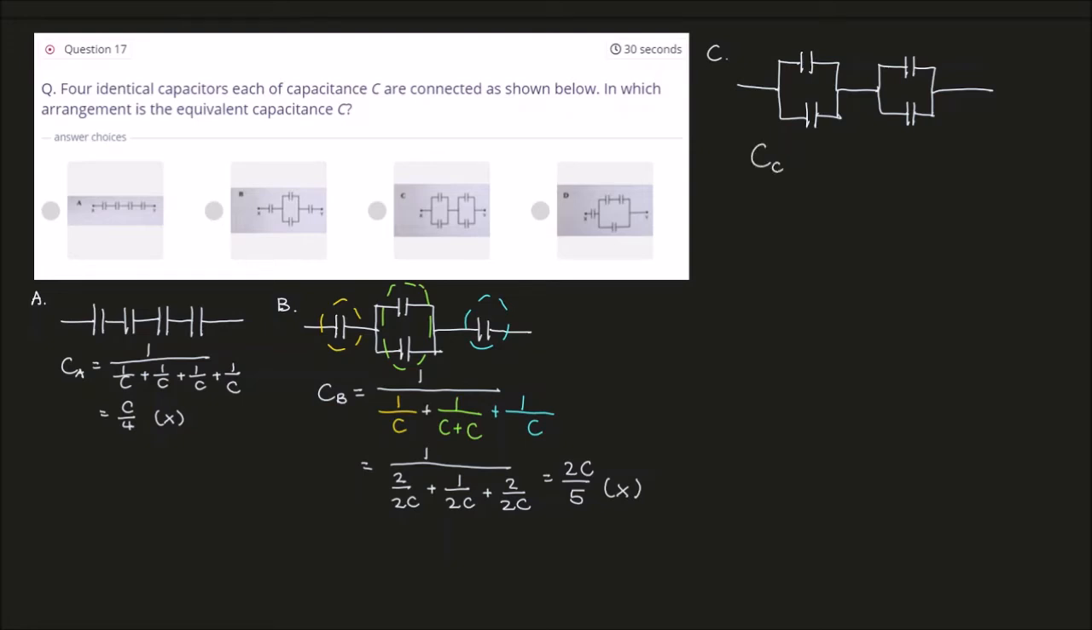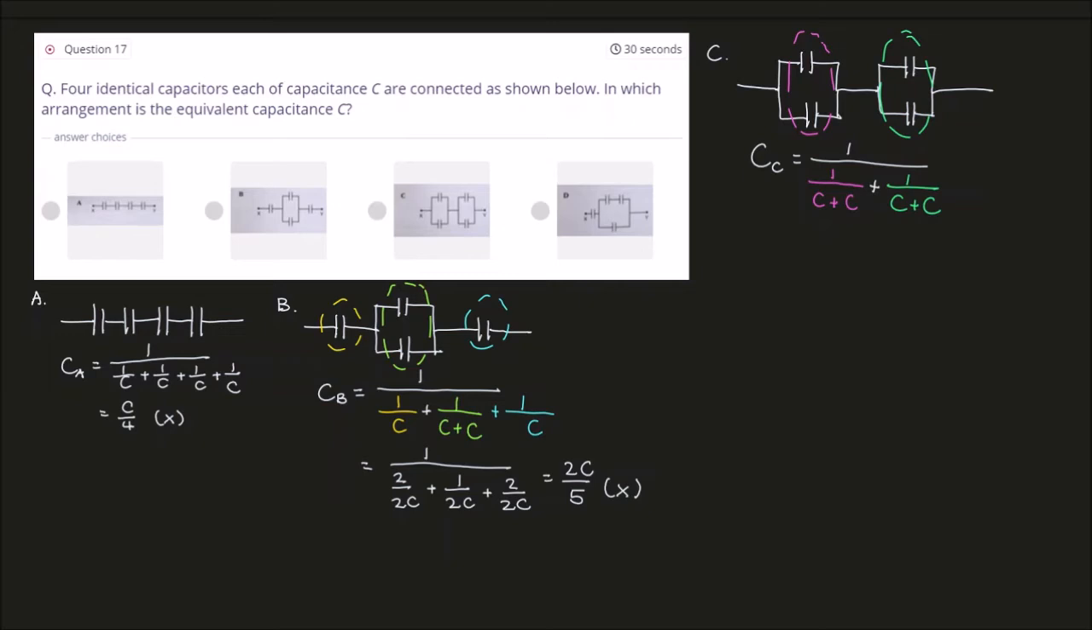If you want to find the capacitance for figure C here, you have to add up two things in series. One will be this part. The second one will be this part. So you add them in series. There will be two components to add on. One will be 1 over C plus C. The other one will be plus 1 over C plus C. Why is it C plus C? Because these two capacitors here are connected in parallel, so to find the combined capacitance, you just sum their capacitance up.